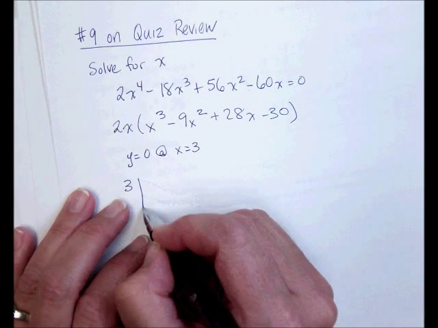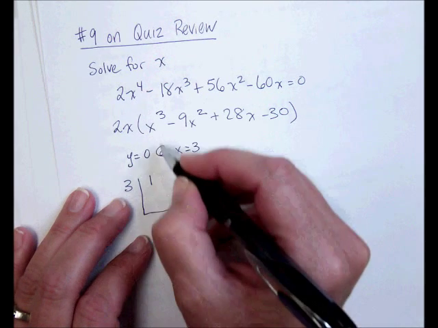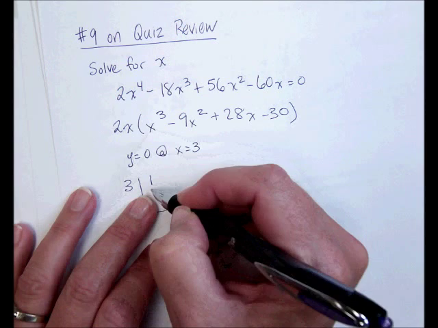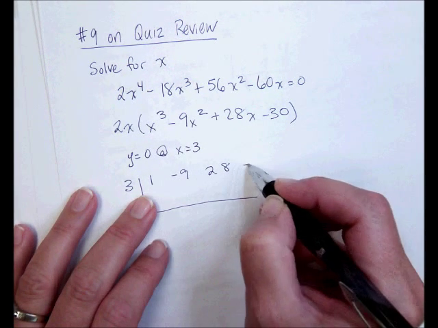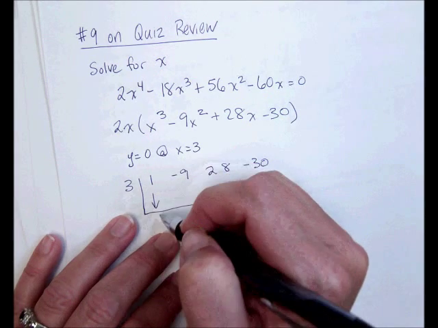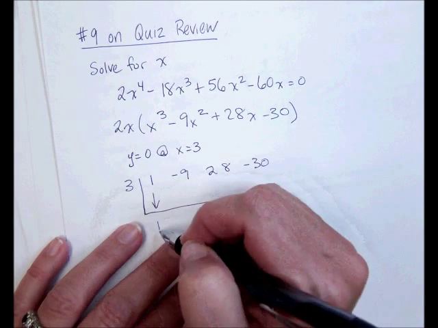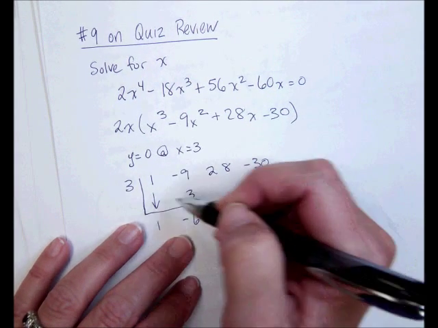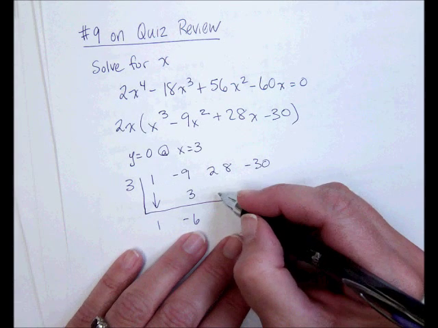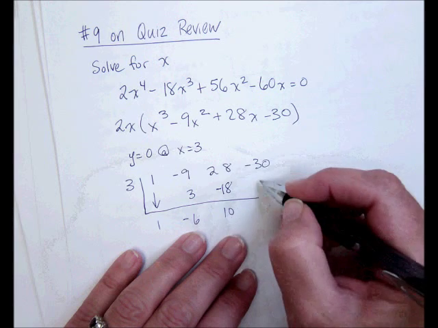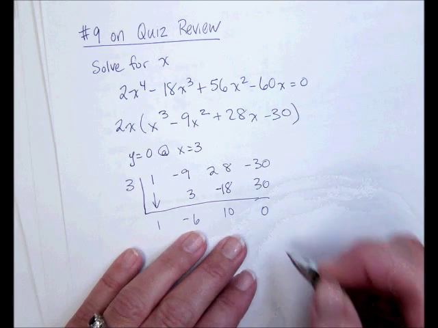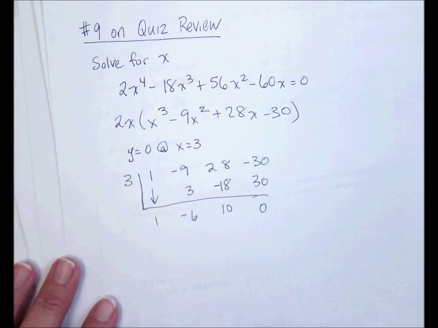So I'm going to use 3 and do synthetic division. So my first coefficient is 1, my second one is -9, 28, and -30. So my first thing, I'm going to bring down the 1. 3 times 1 is 3. I'm going to add -9 and 3, which is -6. -6 times positive 3 is -18. I have 10. 3 times 10 is 30. And my remainder is 0. So things are looking good.